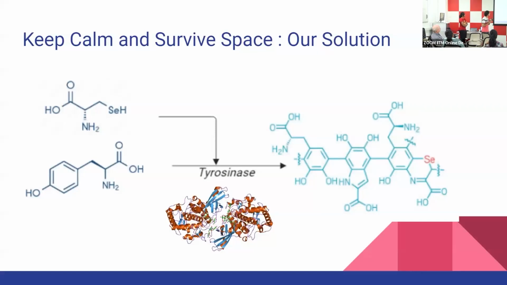So basically, we're going to be taking selenocysteine and tyrosine, and in the presence of tyrosinase and oxidative polymerization, it's going to form selenomelanin. Now, this is the only difference between pheomelanin and selenomelanin. In pheomelanin's case, this is a sulfur, which has then been changed to selenium.